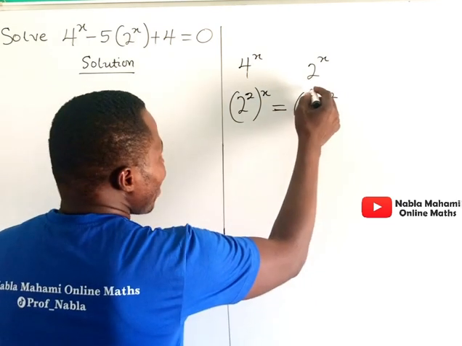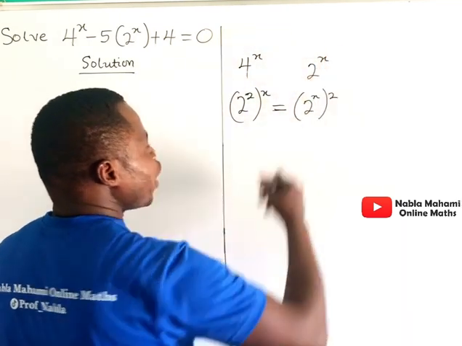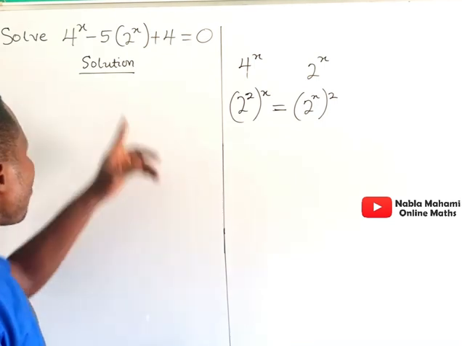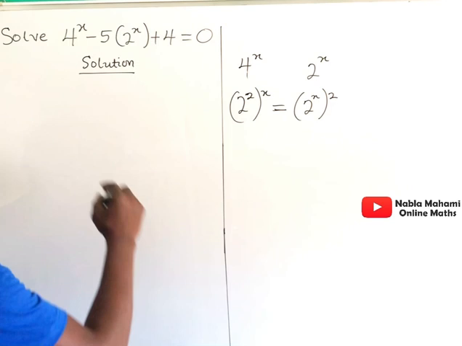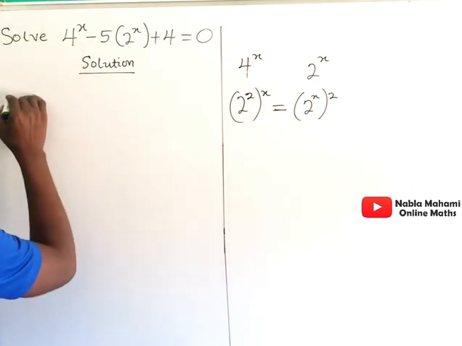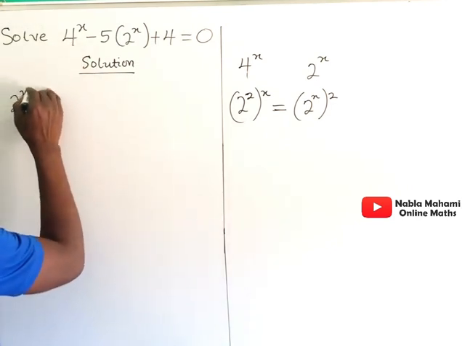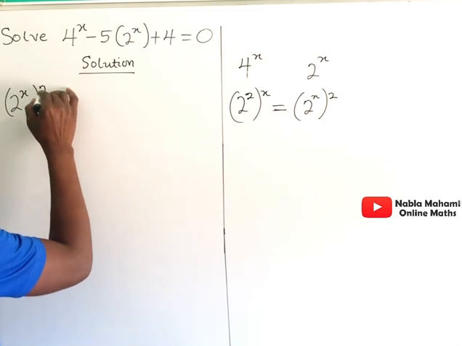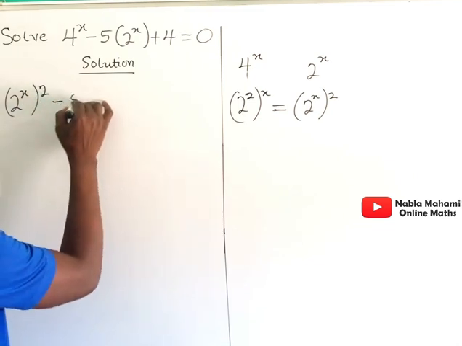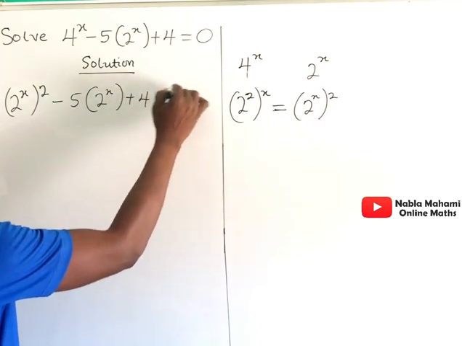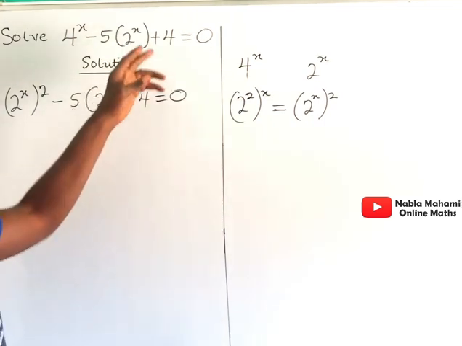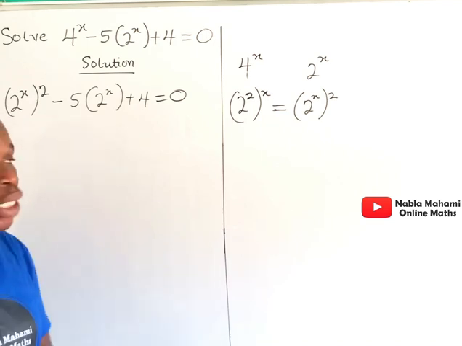Now, here I have my 2^x and here too is 2^x. So I can now rewrite this equation using 2^x. So now, 4^x is going to be (2^x)^2, then minus 5 times 2^x plus 4 is equal to 0. This equation is the same thing as this, just that we are manipulating it to get 2^x.